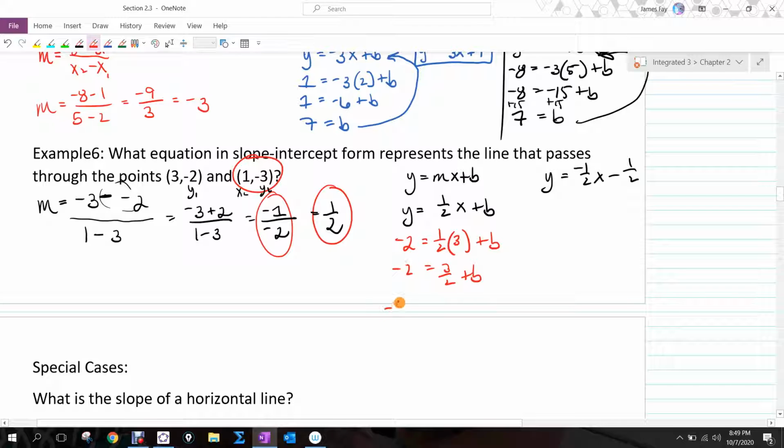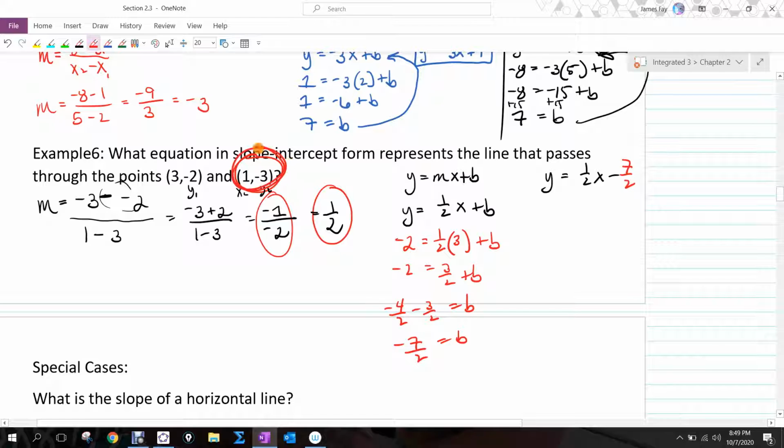So negative 2 is negative 4 halves. I'll subtract 3 halves from both sides. That will give me b. So we get negative 7 halves equals b. So now, plug that in up here. So negative 7 halves is my b, where that was a positive 1 half x.